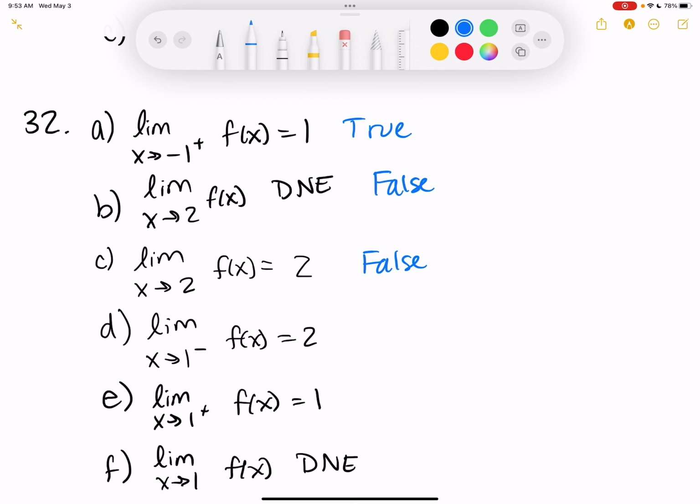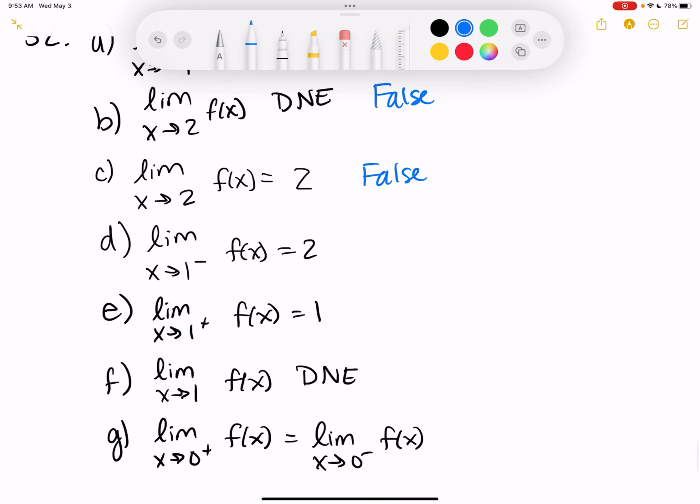All right, the limit as x approaches 1 from the left of f of x is equal to 2. Okay, wait. How do I read this? So 1 from the left. It does not equal 2. Wait, no, it does. Wait, no, it does not. I was looking at the wrong thing again. Oh, false? I think it's false.